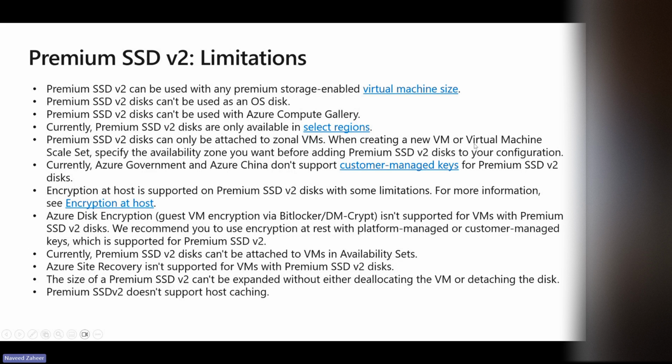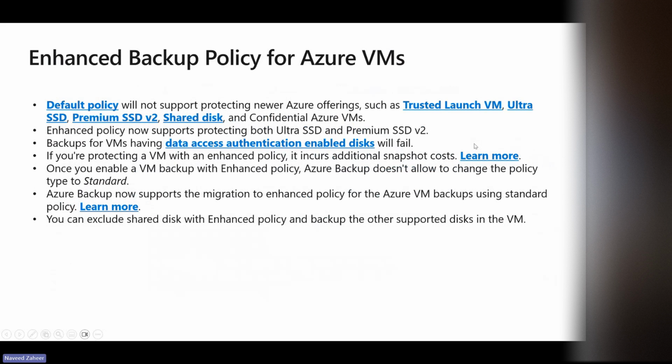Let's quickly move on. Now we get to the updates. First, I just want to mention for a few seconds the enhanced backup policy for Azure VMs. This is a backup policy that was made available to address some of the deficiencies in the classic backup policy. It supports premium SSDs, Ultra disk, shared disk, trusted launch VMs, all of that. And by the way, it is available both if you go from the VM or from the recovery services vault.